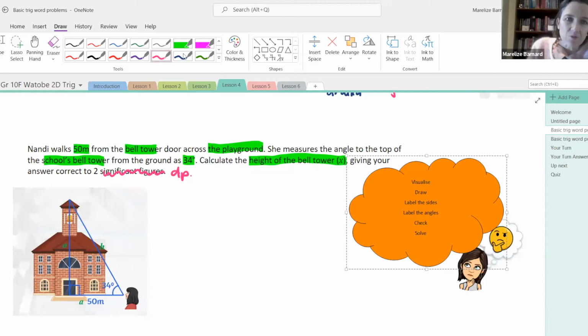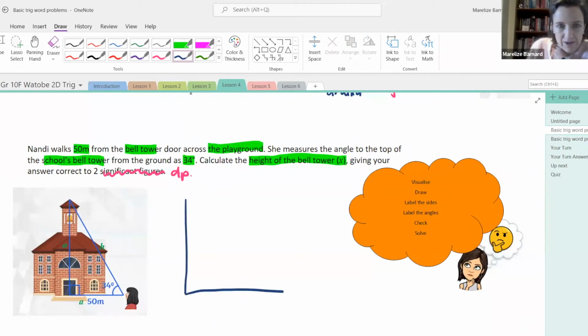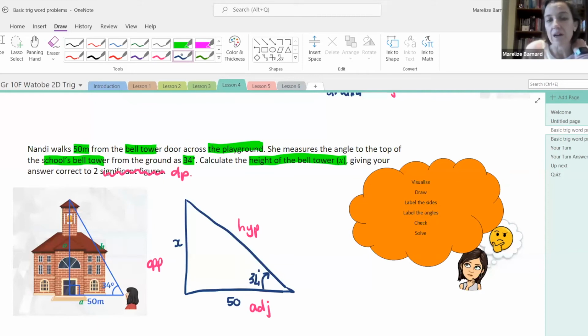So I'm just going to draw a simple diagram of the situation, just like this, because we can't really see so much on that one. So here's my 34. This is going to be my x, the height, and this is 50. So I label my sides: opposite, adjacent, hypotenuse, and we need to now solve for a side.